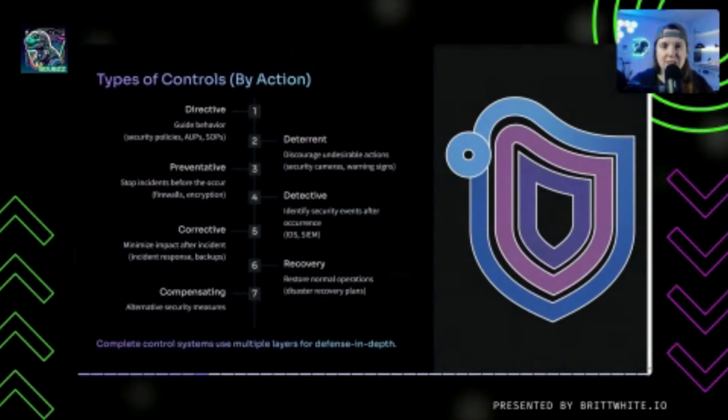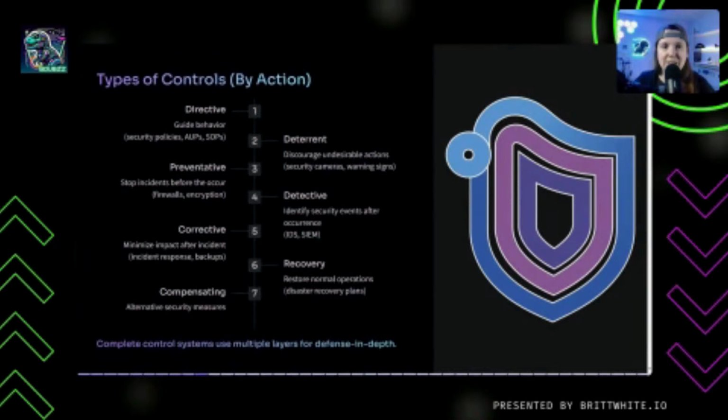Deterrent controls discourage undesirable actions by making them less attractive or increasing the perceived risk of getting caught. Security cameras and warning signs can act as deterrents. Think of a beware of dog sign. It discourages intruders from entering the area with a dog that could attack them.